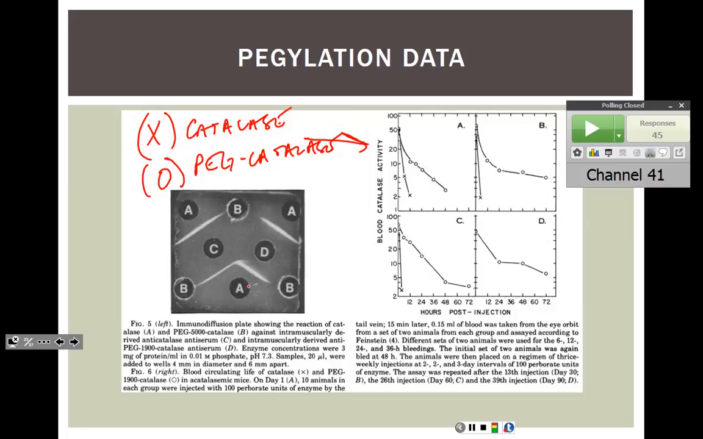We repeat this assay on day 30. We repeat it on day 60. And we repeat it on day 90. And so what they're doing is on each one of these days, they repeat the experiment. They give the catalase mice regular catalase, they give the pegylated catalase mice more pegylated catalase, and they're taking samples from the blood, and they're assaying for catalase activity.